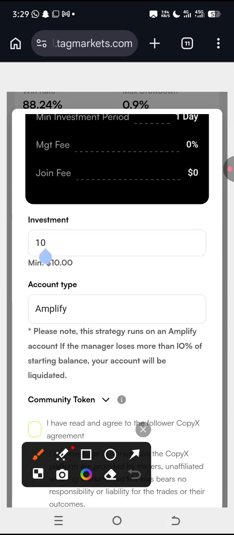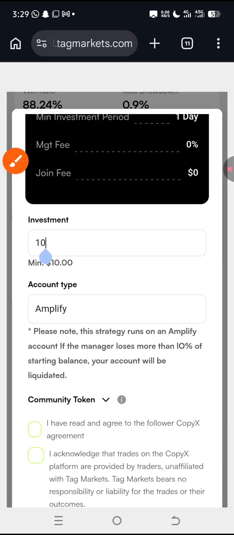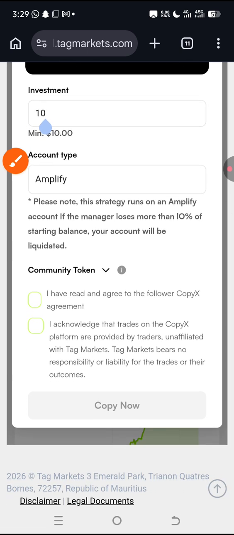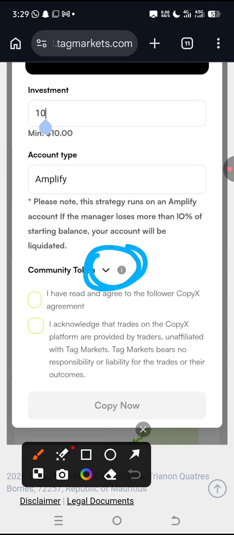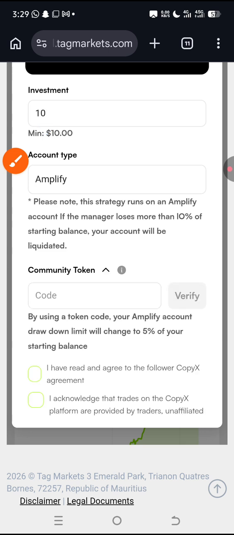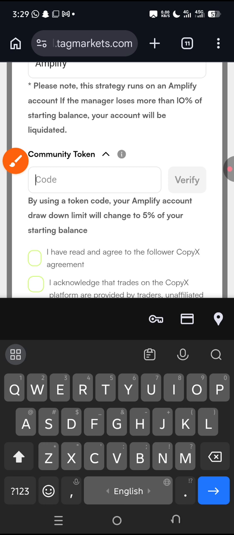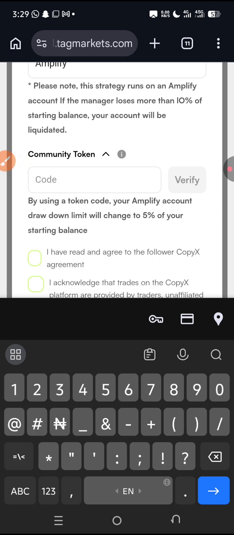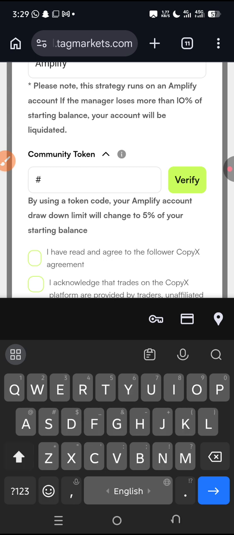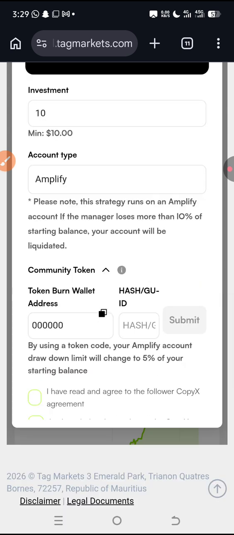Then the type of account, you leave the amplifier alone because it's amplify. Then you come here and click that arrow, then you put in the code. The code is hash new. Note whether you are copying anybody, you are copying so far from XFusion. Just put this hash new. Verify, and that's done.